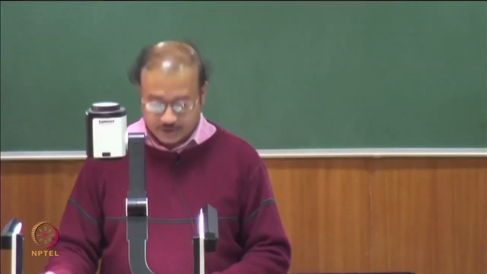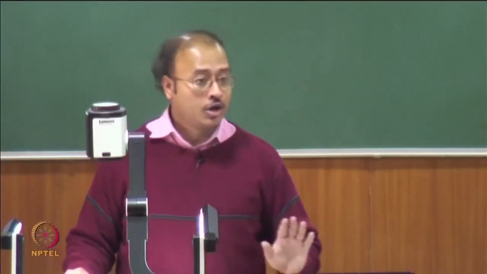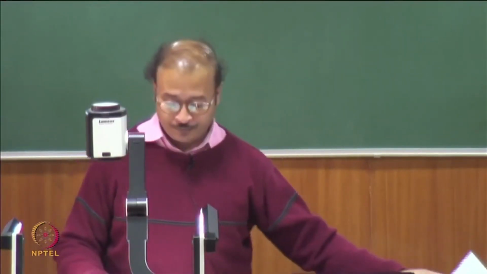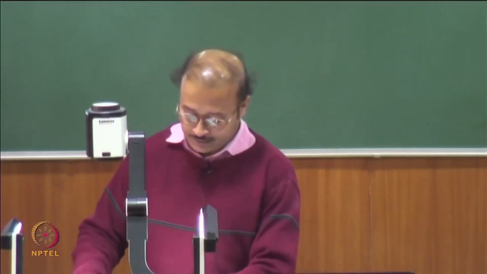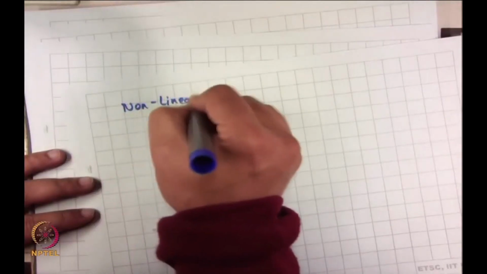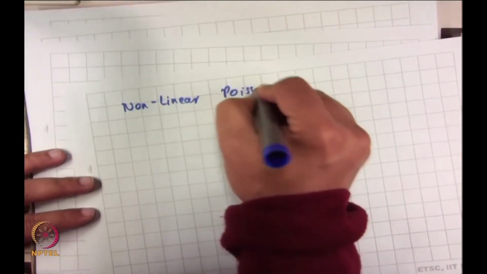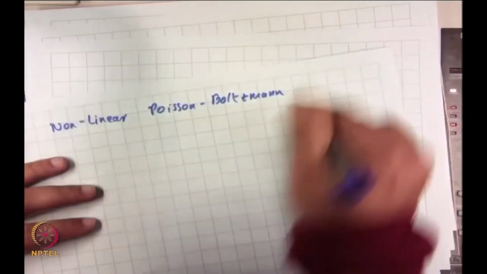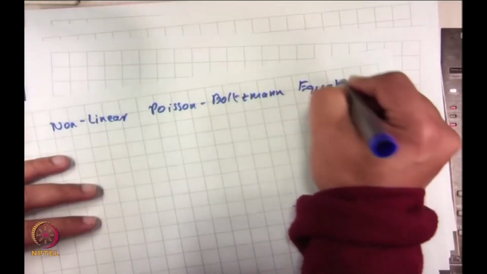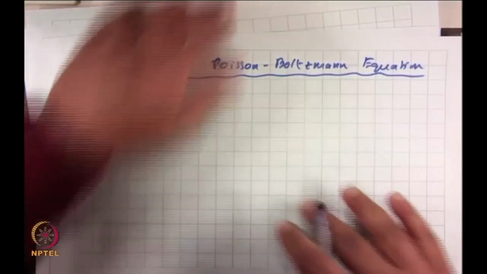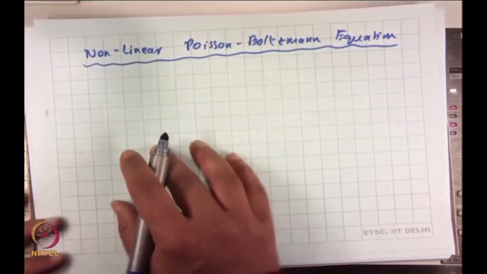So, this equation, guys, you are okay with the derivation up till this far, right? You have followed the steps. Now, this equation, this derivation, you have to remember. This equation is known as the non-linear Poisson Boltzmann equation.